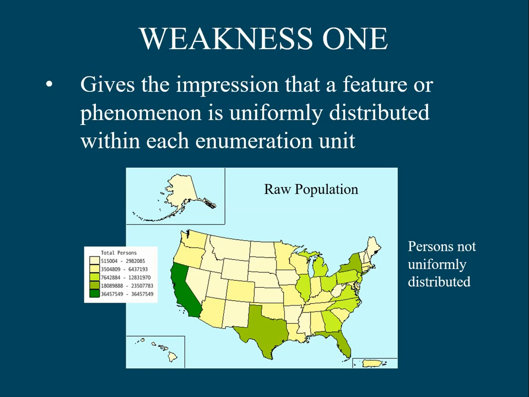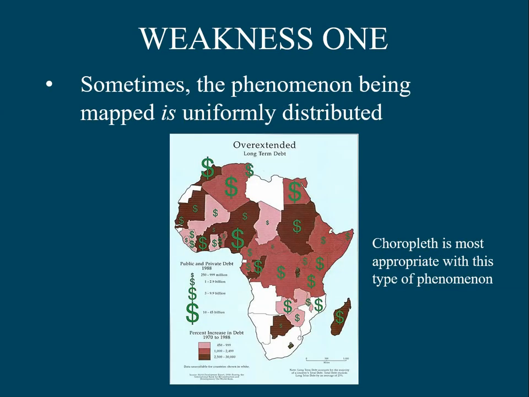The majority of California's population resides in two counties. Almost the majority of that state is nothing but farms and ranches, that's it, or desert. There is a lot of desert in the southern part, whereas Massachusetts, New Jersey, Connecticut, all those areas up there are going to be very, very densely populated. You're going to see a lot of people there. So there's a weakness. Another weakness: sometimes the phenomenon being mapped is uniformly distributed.